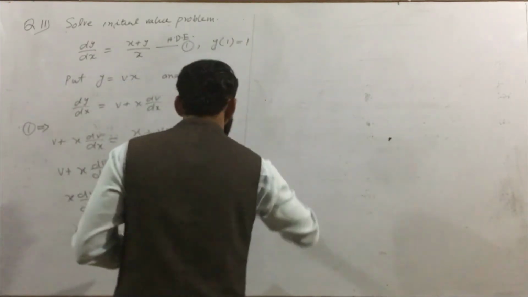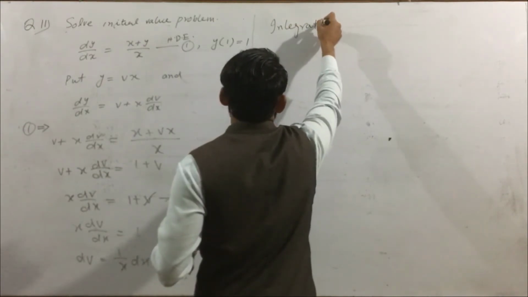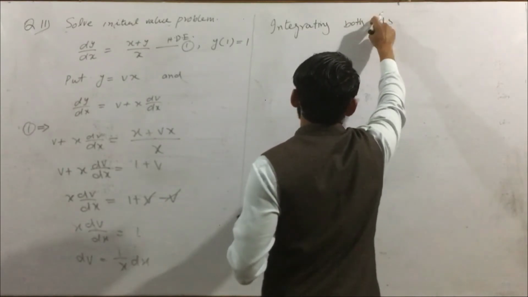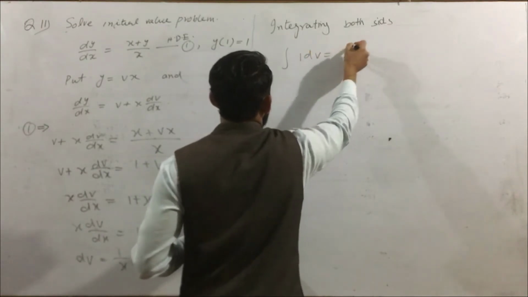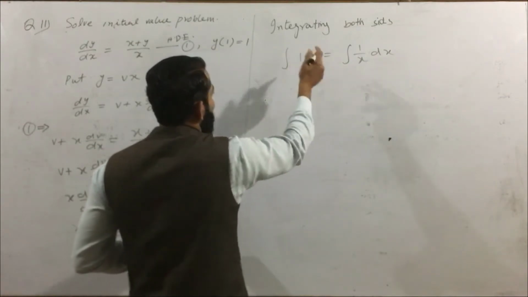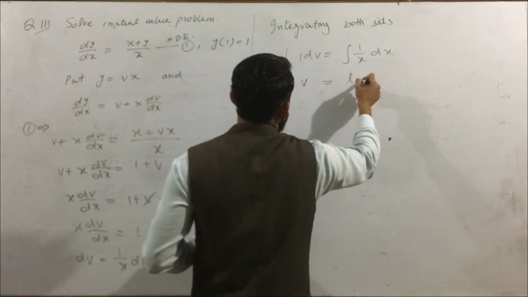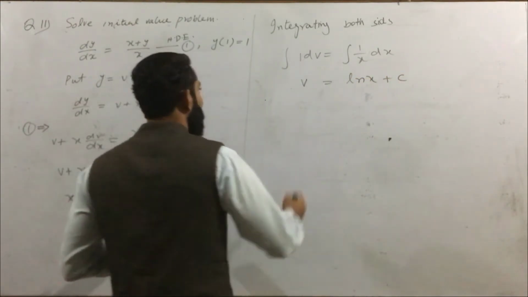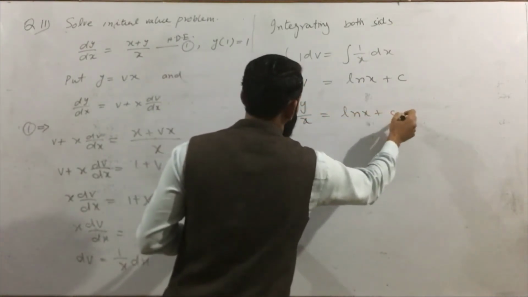Now integrate. Integrating both sides, the integral of 1 dv is equal to the integral of 1 over x dx. The integral of 1 with respect to v is v. The integral of 1 over x with respect to x is natural log of x plus c. Now give the value of v back, y over x, which is y over x is equal to natural log of x plus c.